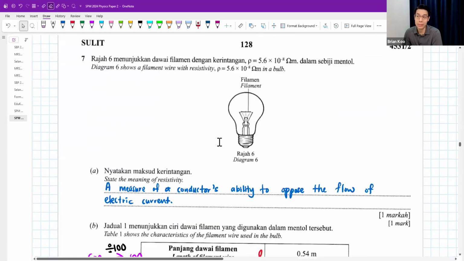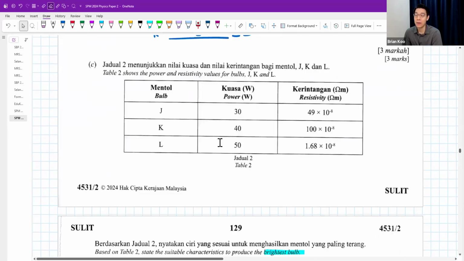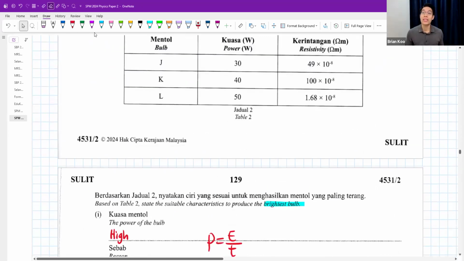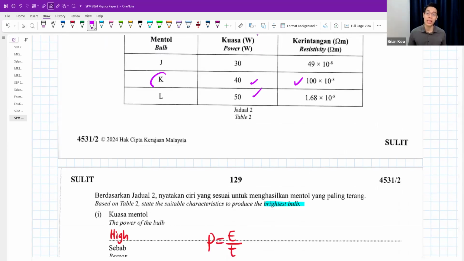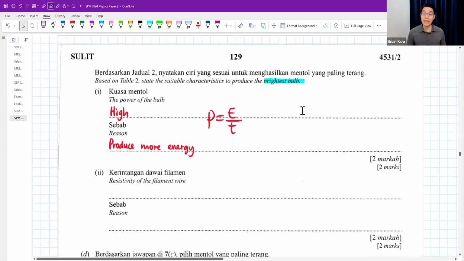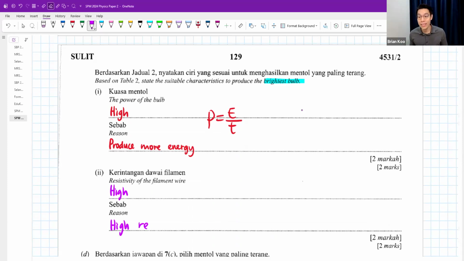Resistivity is the part that a lot of people don't really know how to put. This is a filament bulb, right? It needs to have high resistivity, right? And the power needs to be quite high. That's why the answer is going to be K. A lot of people thought it was supposed to be low resistivity. Higher is actually better, right? Why? Because if the resistivity is high, then I'm going to get a high resistance.